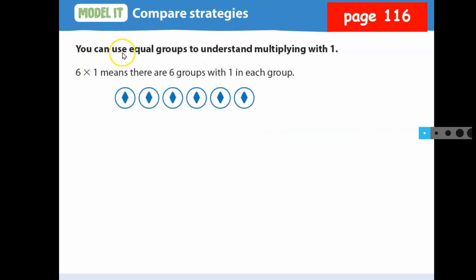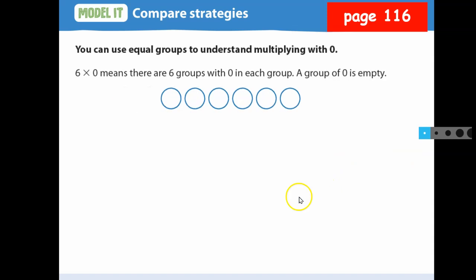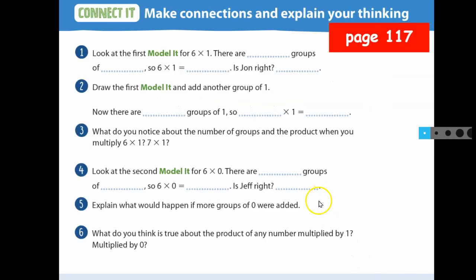Okay. So you can use equal groups to understand multiplying with 1. 6 times 1 means there are 6 groups with 1 each. Now, 6 times 0 means that there are 6 groups with how many in each group? 0. Nothing. Okay. So a group of 0 is empty.